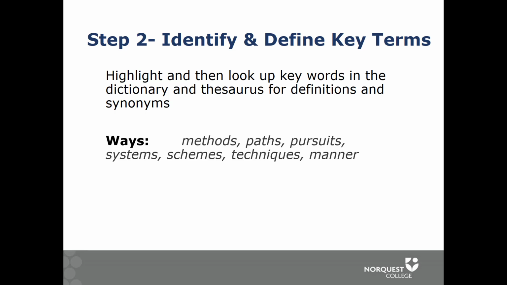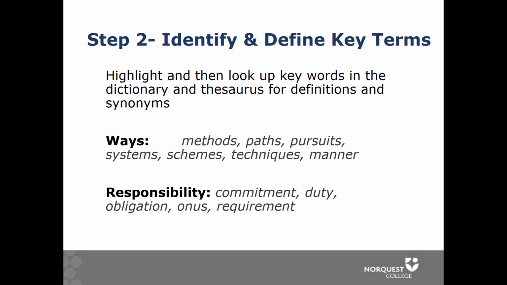So for ways, other terms that can be used are methods, paths, pursuits, systems, schemes, techniques, manner. Some synonyms are going to be more apt than others. So be careful, because systems really doesn't work here as opposed to methods or the manner. And then you want to take a look at responsibility. That could be commitment, a duty, an obligation, a requirement. Notice that here, again, some synonyms work a little bit better than others. Obligation works a little bit better than requirement here.